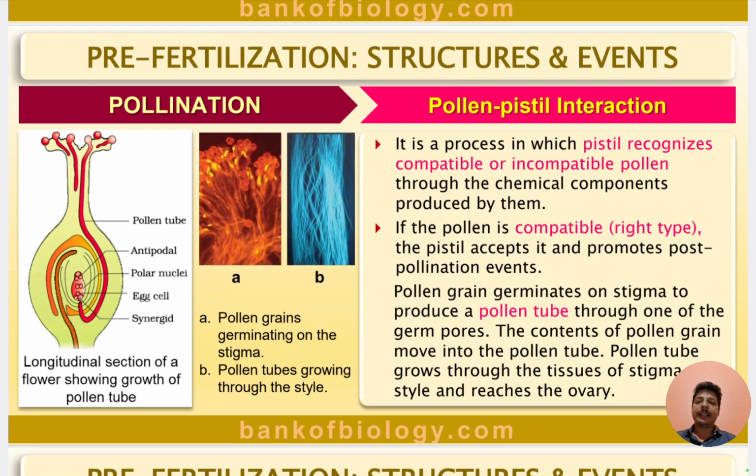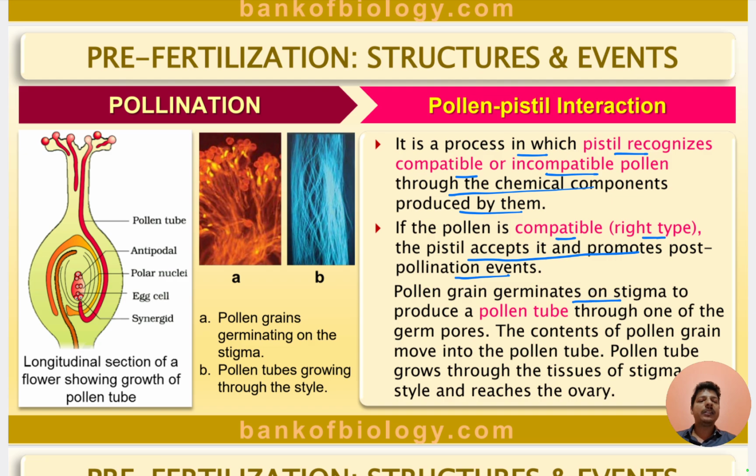Next topic, pollen-pistil interaction. Important one. It is a process in which the pistil recognizes compatible or incompatible pollen through the chemical components produced by them. If the pollen is compatible, or the right type, the pistil accepts it and promotes the post-fertilization events.